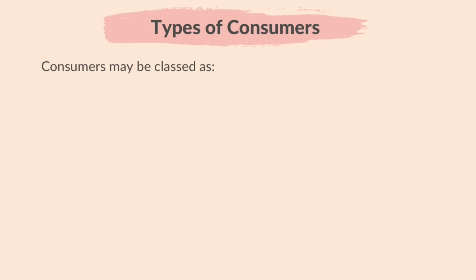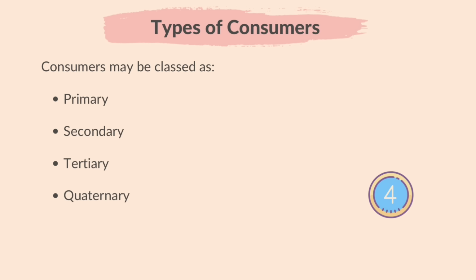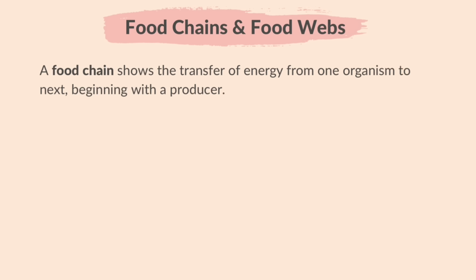Consumers may be classed as primary, secondary, tertiary, and quaternary according to their position in a food chain. A food chain shows the transfer of energy from one organism to the next, beginning with a producer. Here's an example of a simple food chain in a grassland ecosystem.